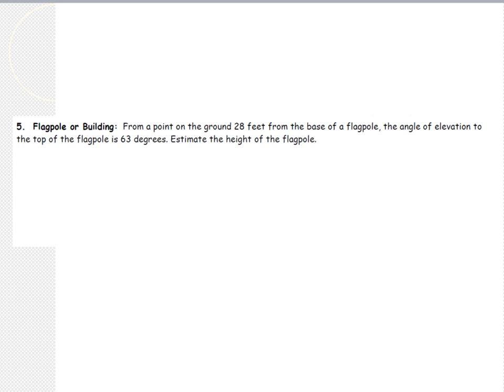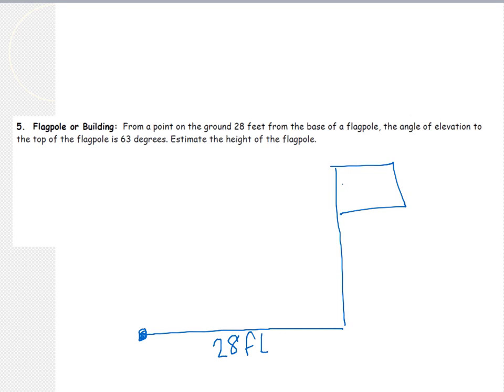Okay, we've got one last word problem here. It says a flagpole or building. So from a point on the ground 28 feet from the base of a flagpole. So here's my flag. I've got a point on the ground over here that's 28 feet away from the base of the flagpole. The angle of elevation to the top of the flagpole is 63 degrees. So an angle of elevation is an angle that's going upward like this. So here's my angle, and that's 63 degrees. Estimate the height of the flagpole. So we want to know this height over here.